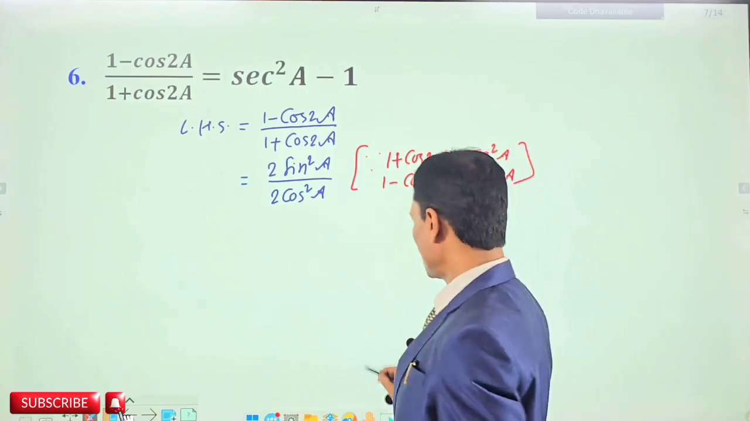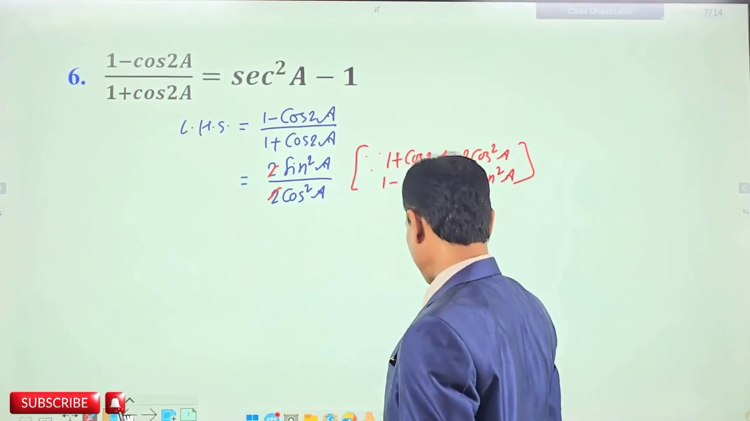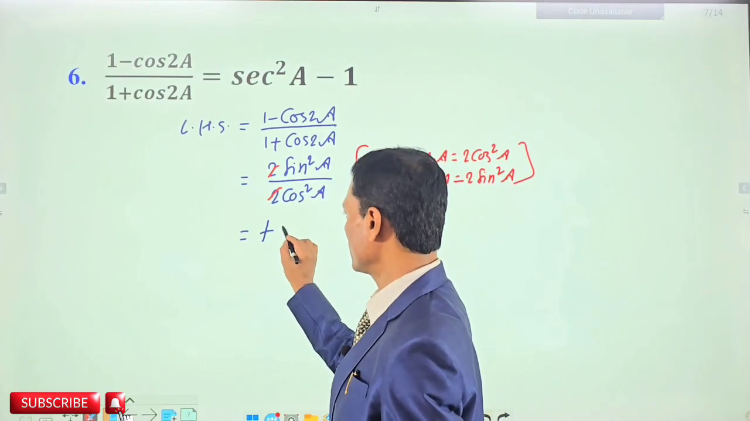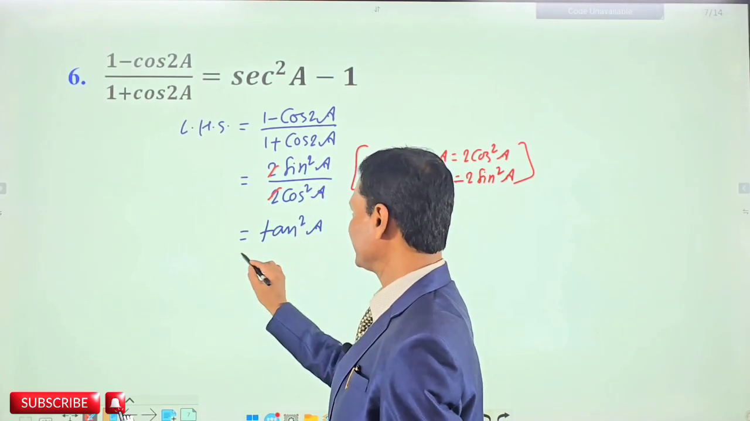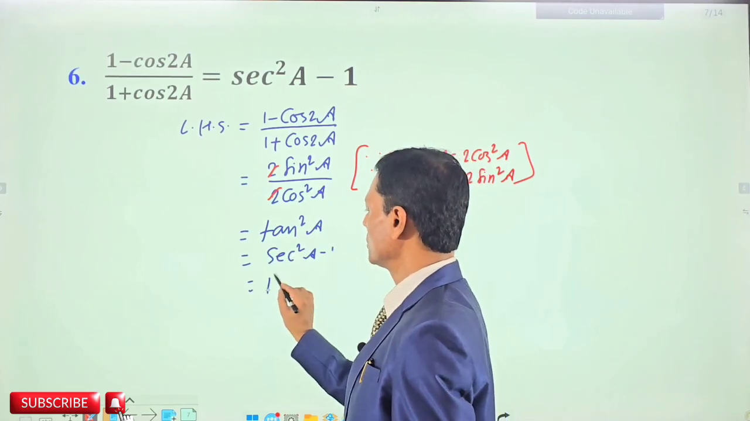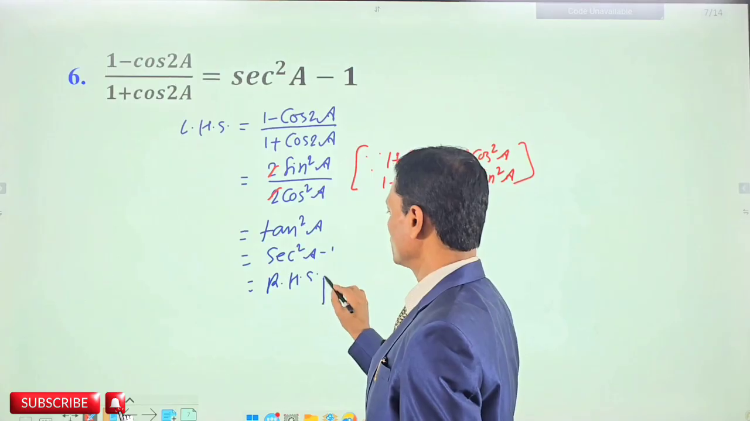Isn't it? Now we can cut 2 and 2, and after that sin square a by cos square a, we have tan square a, and tan square a equals sec square a minus 1, that's equal to the right hand side. I proved.